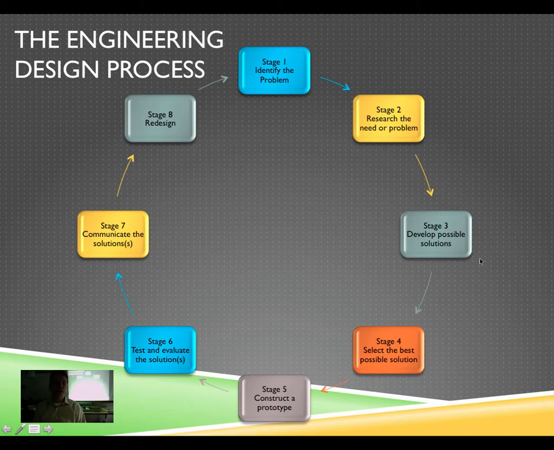Next, to develop possible solutions. So think of some different ways of folding a paper airplane, or whatever. Then as a group, you'll discuss the best possible solutions. And then after that, this is basically all research, development, discussion, but you haven't actually done anything yet. So stage 5 is where you're actually going to start constructing a prototype.